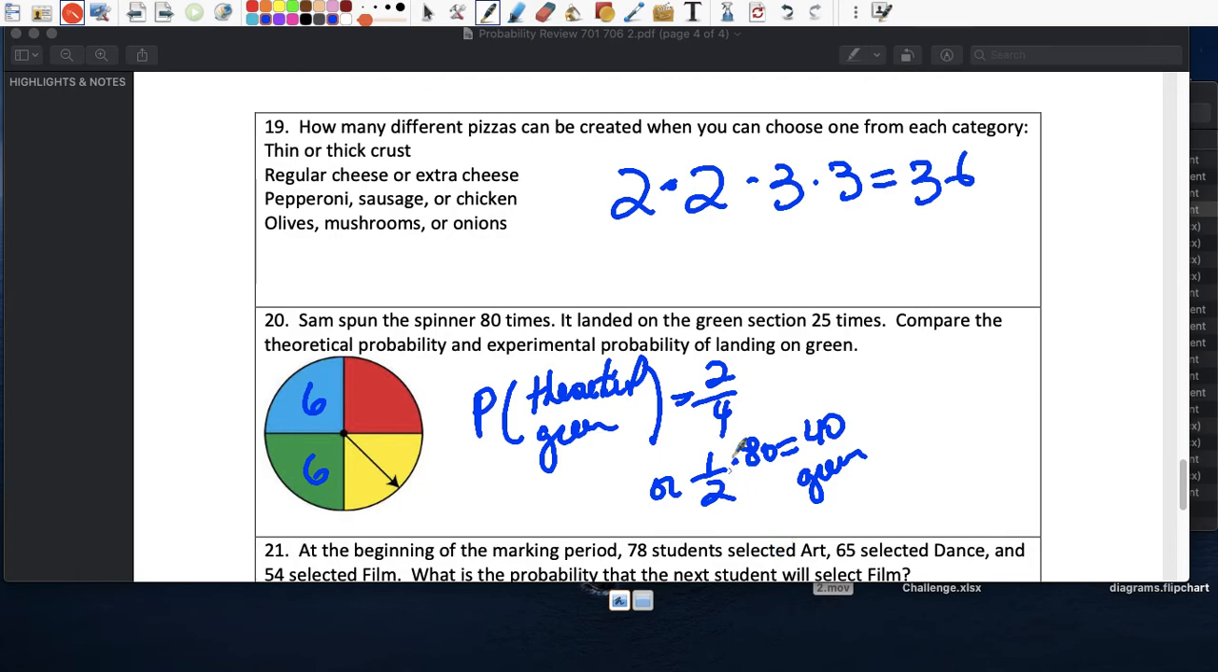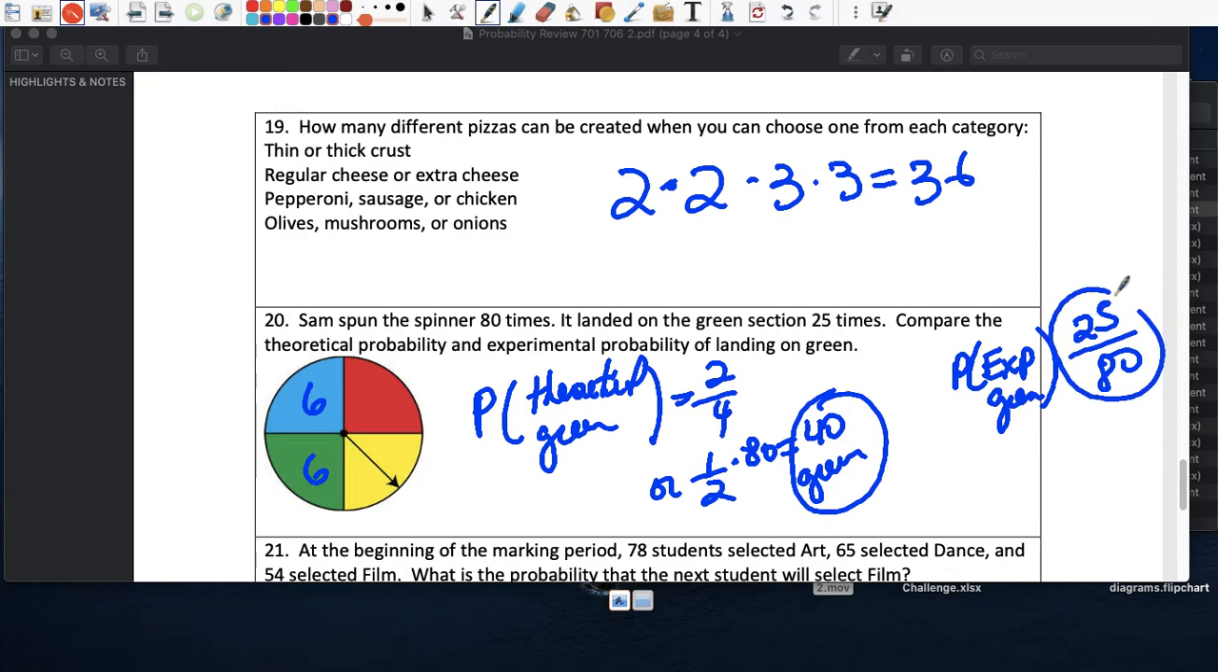Okay. Now, the experimental green, what did she get? She spun it 80 times, and how many did she get green? It says she got green 25 times. So now you can compare the results. We were expecting 40, but in the experiment, we only got 25. There's no reason why. Okay, it just didn't show up. Right? Green just didn't show up as theoretically expected, right? Okay, and there's your comparison.